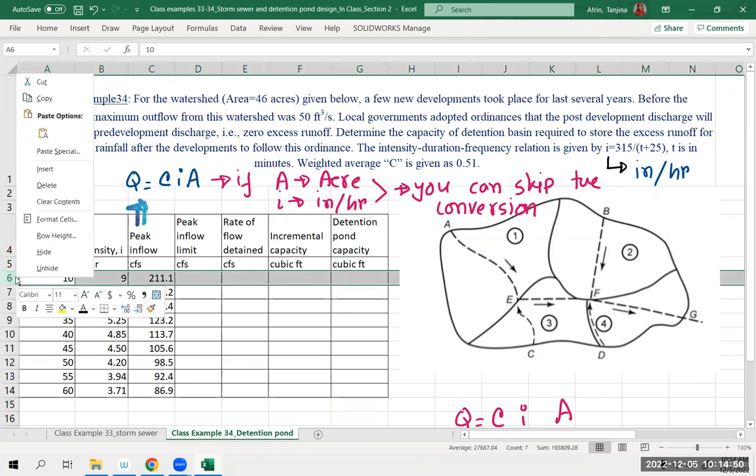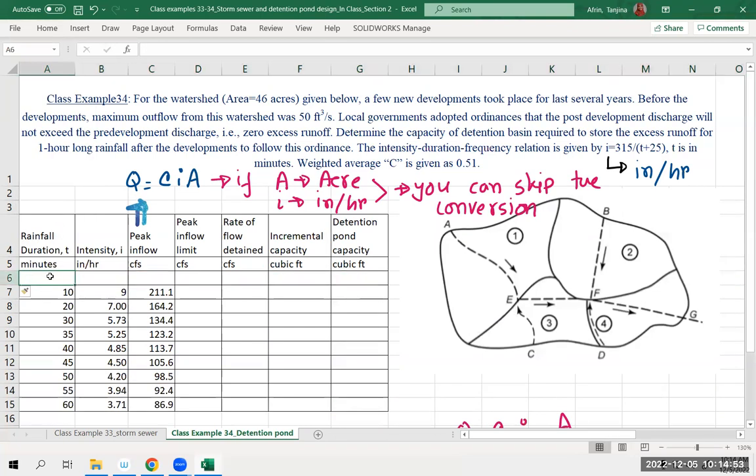And let's add one more row here for time 0. I'm not doing anything for 0, but just add one more row here for the 0 time. So for the 0 time, basically peak inflow will be 0, and I'm not doing anything else. So just for 211, it will be CIA, 0.51, I equals 9, 46. That is 211.1. Check that if you got all the values like that.